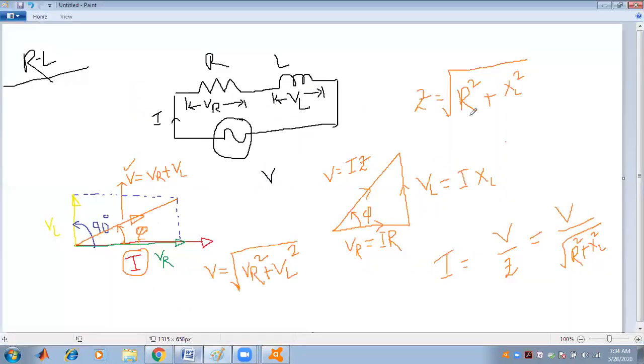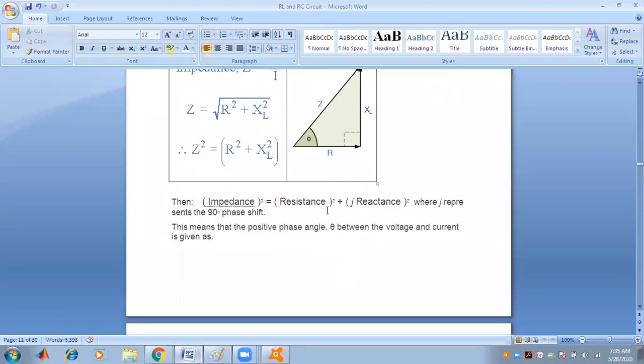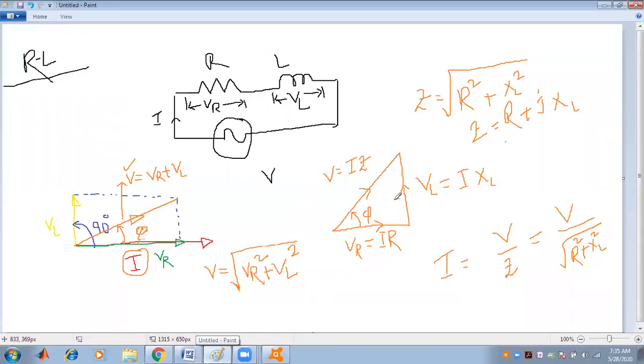because Z can be written as R plus j XL. So the impedance triangle is the same. The j represents a 90 degree phase shift. There is a 90 degree phase shift for the introduction of j. The voltage triangle will be the same, but if I draw the impedance triangle, it will give the Z, the R, and the XL, and the 90 degree shift occurs due to the presence of the j term.